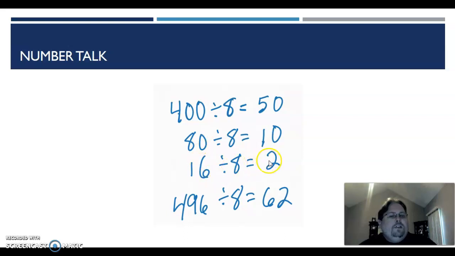16 divided by 8 is 2. Again, 8 goes into 16 2 times. And I know my multiplication facts that 8 times 2 is 16. Now, 496 divided by 8 equals 62. The easiest way that I would figure this one out, if you look at 400, 80 and 16, if we add those three numbers up, we get 496. Since this 8 did not change, I can add up the answers, 50 plus 10 plus 2, and I get 62. Kind of saved me a little bit of work on this last one, trying to figure out how many times 8 goes into 496.